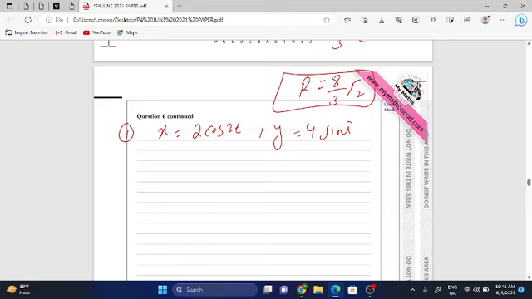I will figure out my cos of 2t in the form of x by 2 and sine of t in the form of y by 4. So I have to first express my equation in terms of sine t and cos t. So cos of 2t is equal to x by 2, and sine of t would be y by 4. Now the question arises, why did I do this?